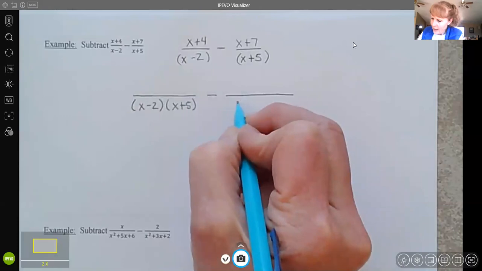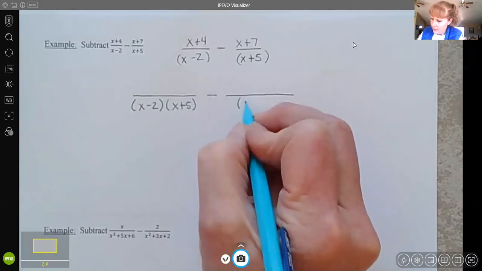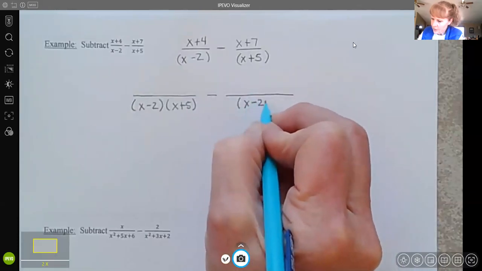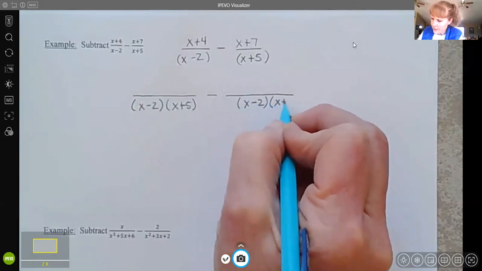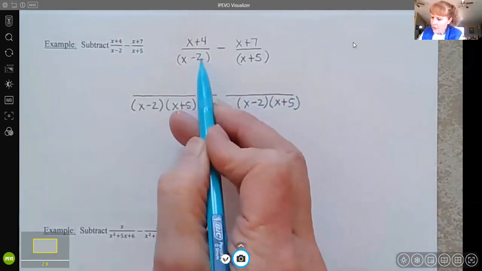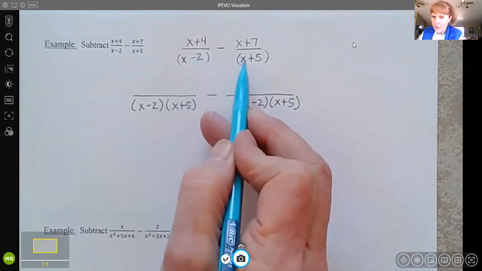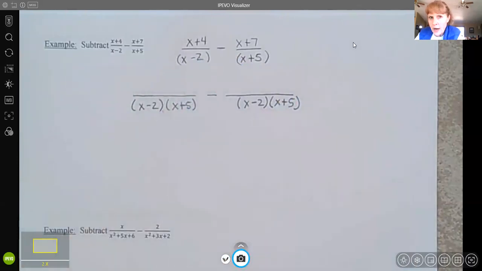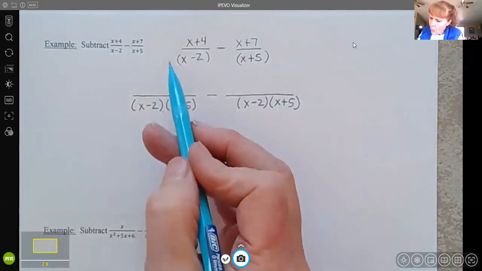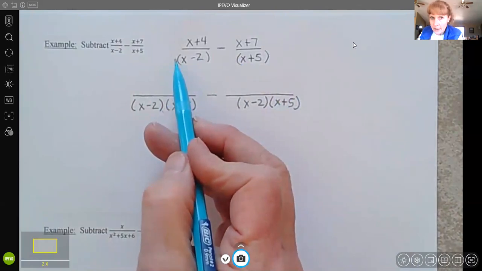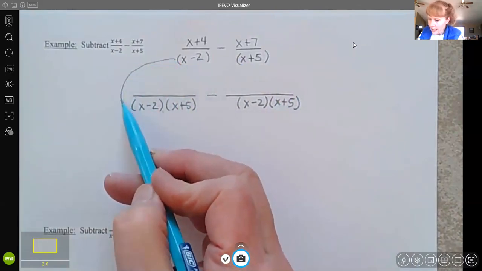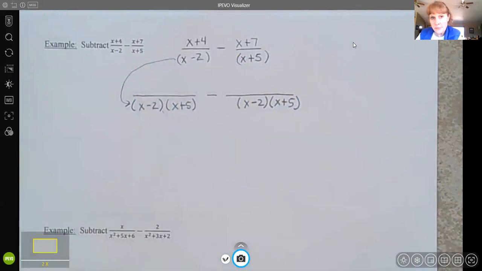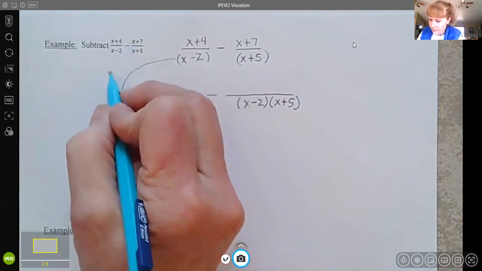And right now I'm just ignoring the numerator here, just paying attention to the denominators so that everything that occurs in these here occurs in your least common denominator, which it does. So now let's change our first fraction. You ask yourself, what do I have to multiply x minus 2 by so that I get x minus 2 times x plus 5? Well, I have to multiply by x plus 5.